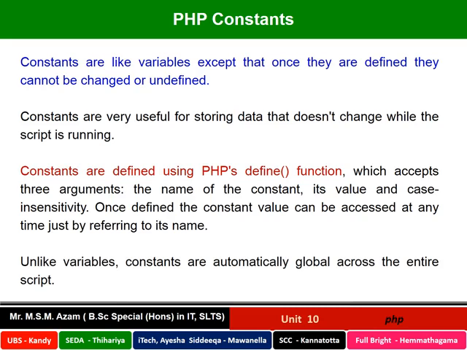Constants are defined using PHP's define function, which accepts three arguments. The first one, name of the constant, second, its value, and third option, case sensitivity. Once you define the constant value, it can be accessed at any time just by referring to its name. Unlike variables, constants are automatically global across the entire script.